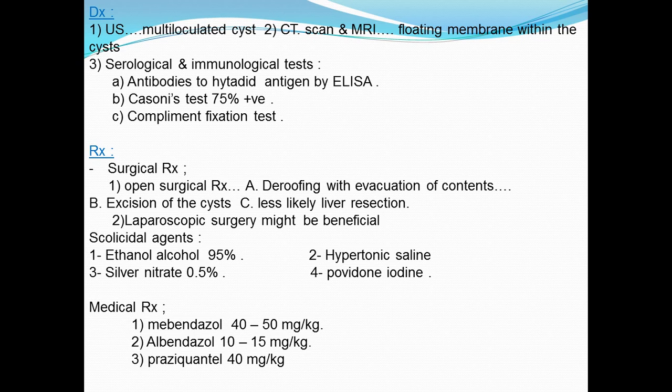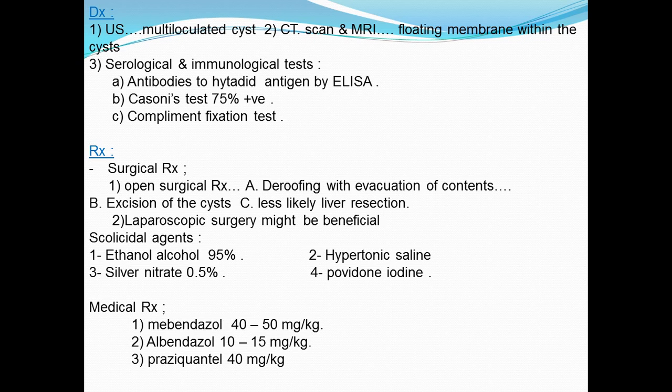Diagnosis of hydatid cyst in the liver: 1. Ultrasound scan showing multiloculated cyst. 2. CT scan and MRI showing floating membrane within the cyst. 3. Serological and immunological tests: A. Antibodies to hydatid antigen by ELISA. B. Casoni's test, 75% positive. C. Complement fixation test.